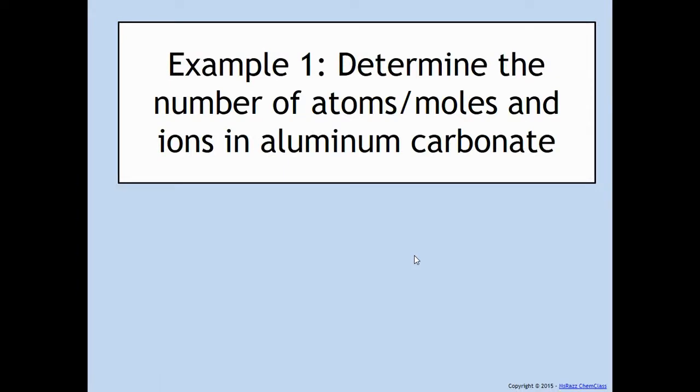Determine the number of atoms and moles in aluminum carbonate. I need to fix this because I took the ions out. You have aluminum carbonate. This is what we're doing. We want to know how many atoms we have of each. How many atoms of aluminum do we have? How many moles of aluminum do we have? How many atoms of carbon do we have? How many moles of carbon do we have? How many atoms of oxygen do we have? How many moles of oxygen do we have?